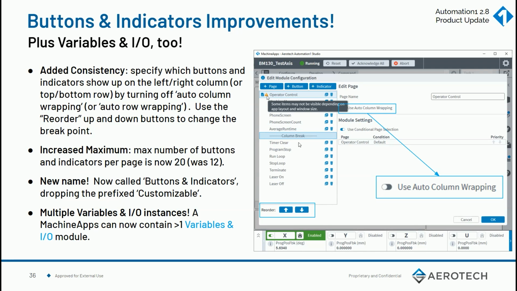We also increased the maximum number of buttons and indicators per page. It's now 20, it was 12. A lot of screens are big, a lot of screens can tolerate more buttons. You can now use more buttons and indicators. New name, just so you know: buttons and indicators has replaced what was once called customizable buttons and indicators. Because you're doing HMI development, it's pretty much assumed that they're customizable because that's what we provide to you. We also improved a different module inside of Machine Apps, but we gave you the ability to use multiple variable and IO instances inside of a machine app.